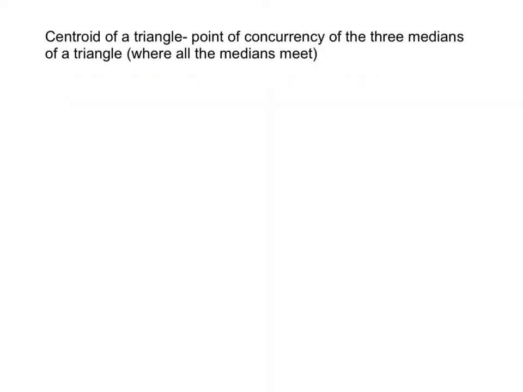Now we have a new word called the centroid of a triangle. The centroid is the point of concurrency of the three medians of a triangle. Just as a reminder, what point of concurrency means is simply where the points meet. And so the centroid is where all of the medians meet.